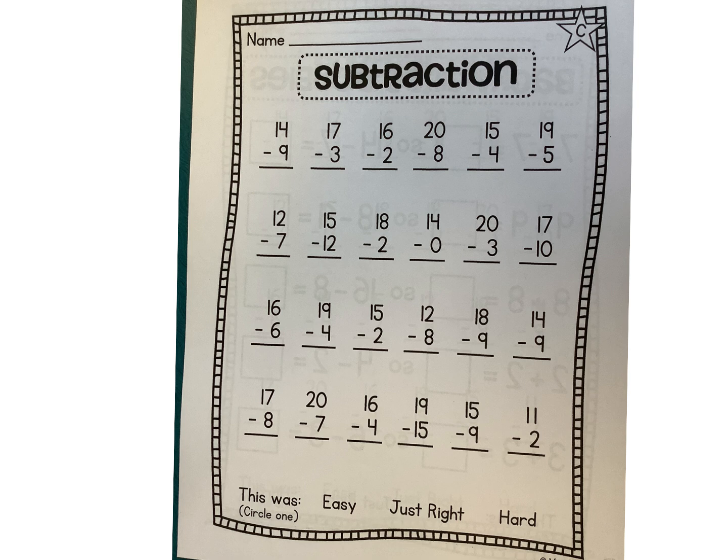What did you stop on? Yeah, it's 5. 17 minus 3. Start on 17. Count back 3. It's 14. 16 minus 2. If you start on 16 and go back 2, 14.